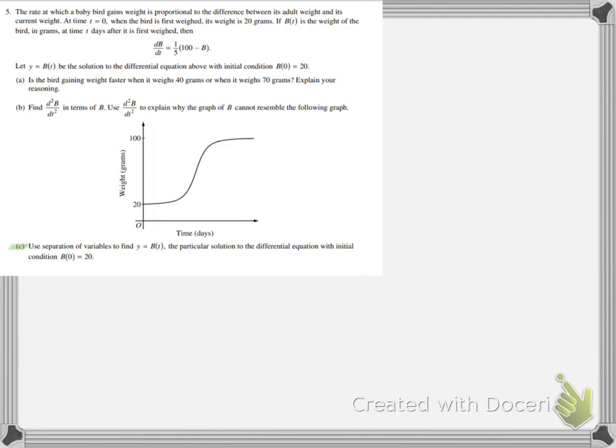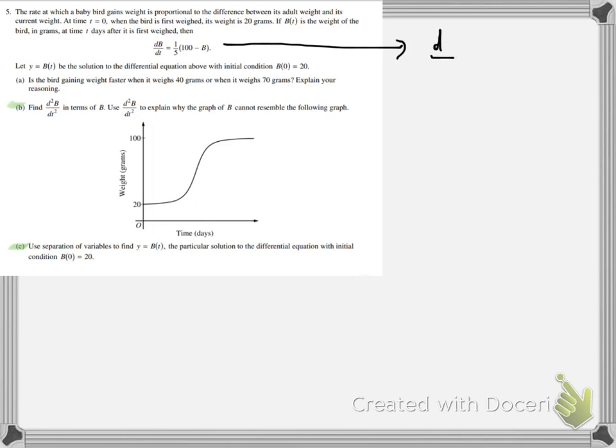So we are looking at part C. Matter of fact, we could look at part B too real quick. So part B says, find the second derivative of b with respect to t. What we already have is this derivative, so really I just need to take the derivative again.